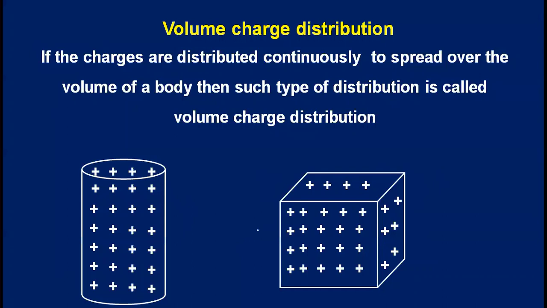For example, let me consider a hollow cylinder and a hollow cube. The inner space, the charges are occupying the inner volume of the cylinder. And here it's the inner volume of the cube. So since the charges are getting distributed over the volume of the body, I'm going to call such type of distribution as volume charge distribution.